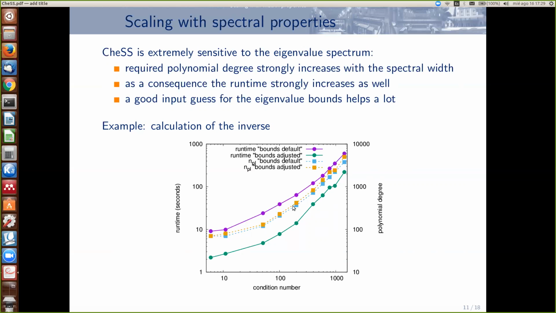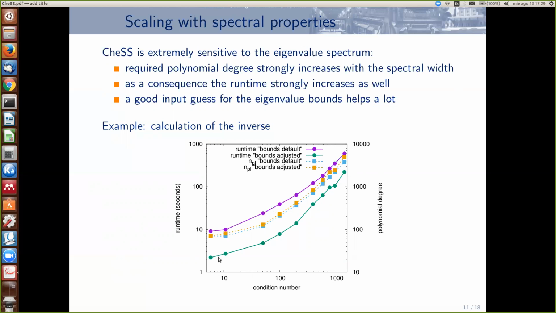The only difference is that for the purple line, I was just telling CheSS to start with a default guess for the condition number. As you might imagine, CheSS needs to figure out what the condition number is because it has to perform the Chebyshev fit over the entire spectrum. In this case, I just told CheSS, well, start with the default guess, and then it has to find the correct value of the condition number on its own. And of course, this is very time consuming.